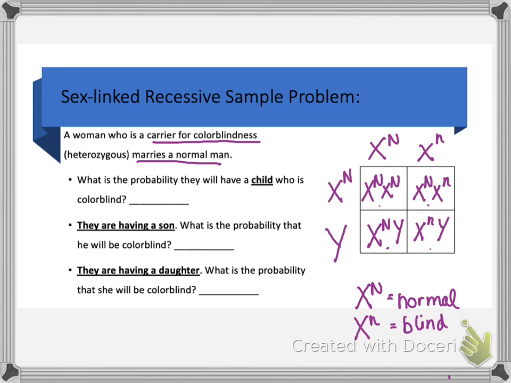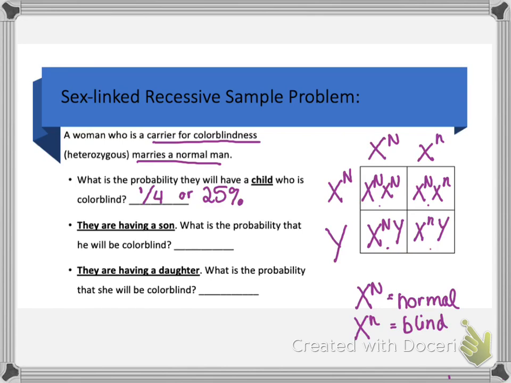So let's look first at this problem. What is the probability they will have a child who is colorblind? So if we're looking at a child, we have to look at the entire Punnett square and look at all four possible children they could have. When we do that, we would see that there is just 1 out of 4. Okay, so our first answer is 1/4, or if you wanted to, you could say 25%. It doesn't say how it wants its probability, so percentages or fractions would be fine.